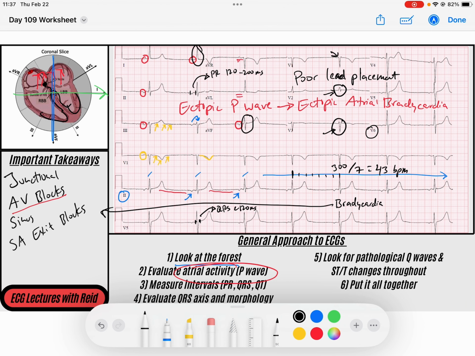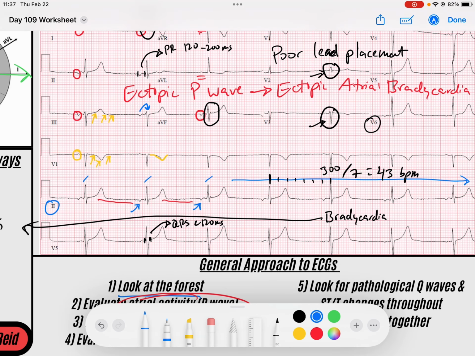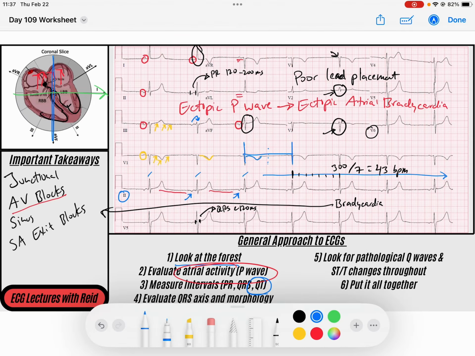Last thing we're going to do, for this ventricular aspect, is look at our QT interval. It appears to be, if I measure in between two R to Rs, midway point. The T wave seems to be within somewhat normal limits.